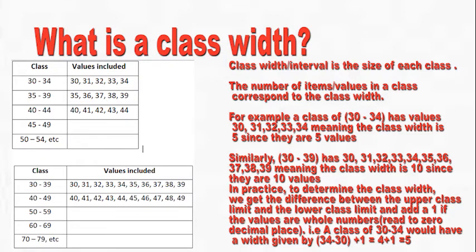However, in practice, to determine the class width, we get the difference between the upper class limit and the lower class limit, and we add a 1 if the values are whole numbers or read to 0 decimal place. That is to say, a class of 30 to 34 would have a width given by 34 minus 30 plus 1, which is 4 plus 1, and it would give us 5.